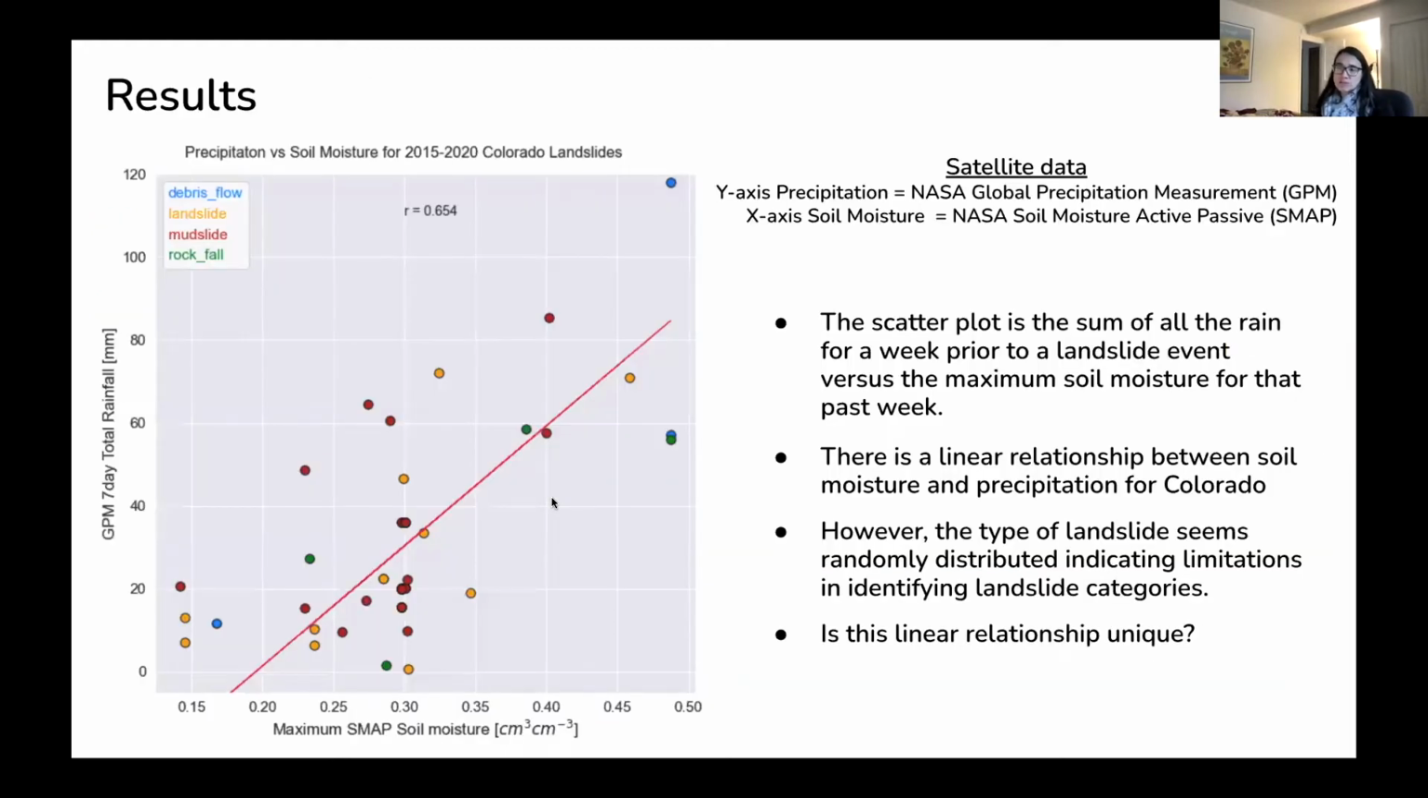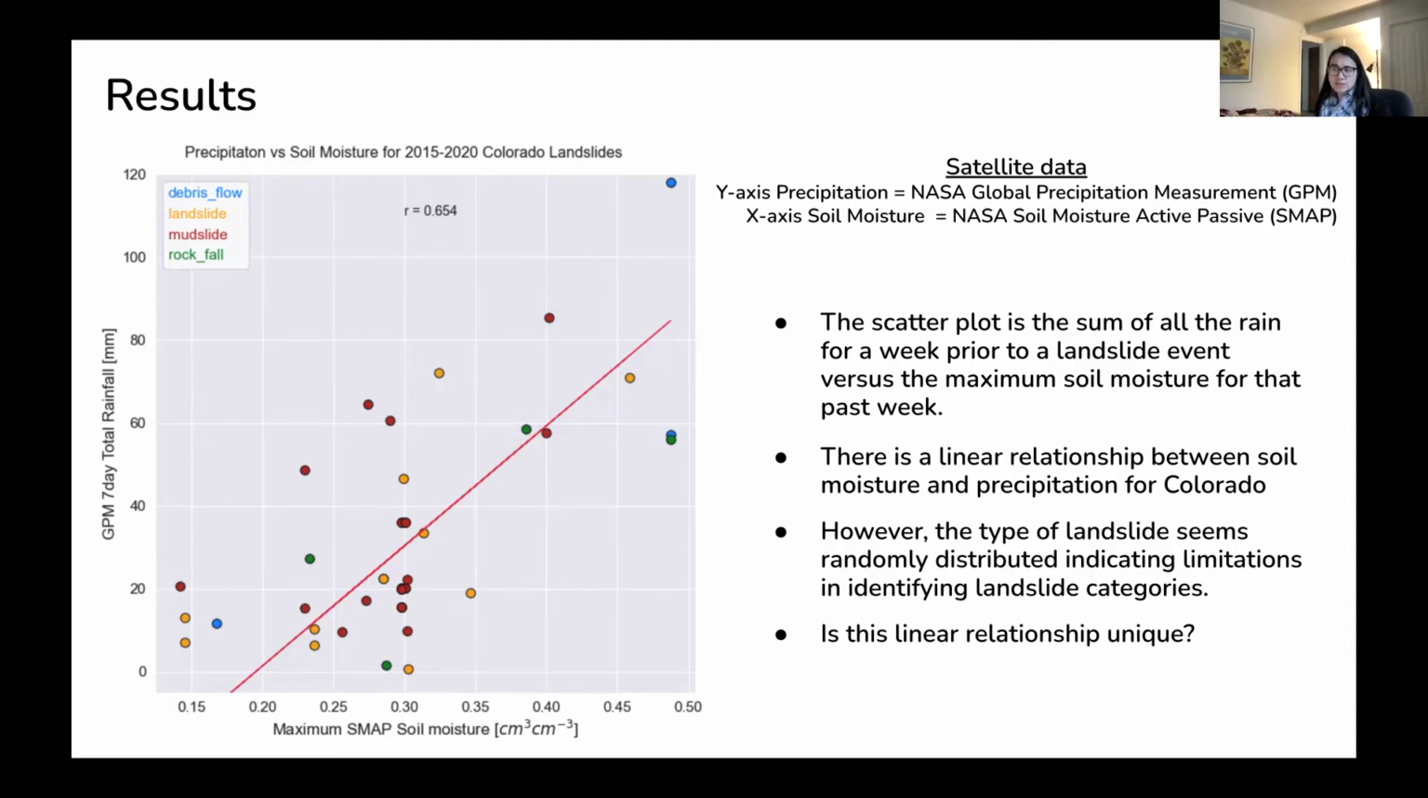So in my results slide 1, here I'm showing a scatter plot of total rainfall accumulation for a week prior to a landslide event on the y-axis from the NASA GPM satellite instrument versus the maximum soil moisture within a week prior to the same landslide event on the x-axis. And these data come from the NASA SMAP instrument.